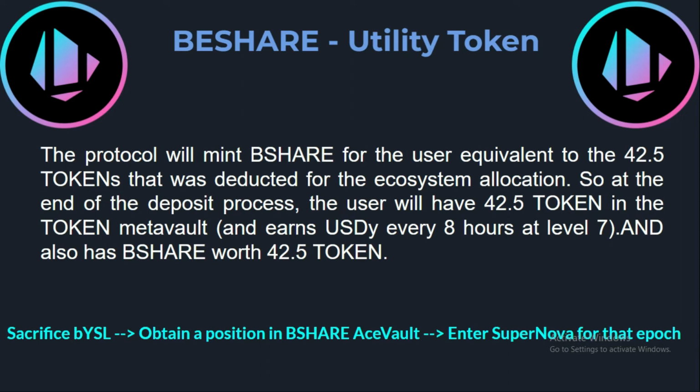So these are the only two situations where BESHARE is minted: for people who are participating in the MetaVault, or people who want to participate in the SuperNova.